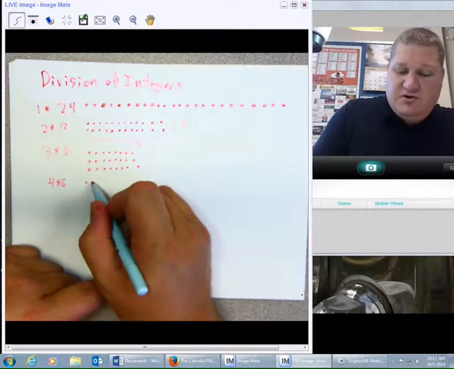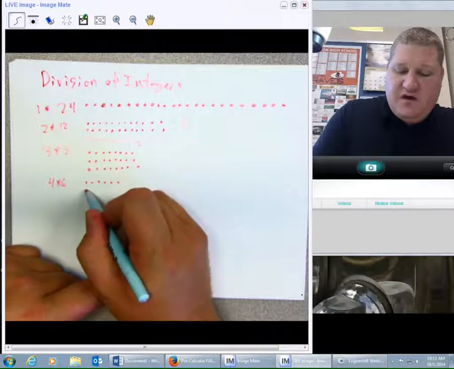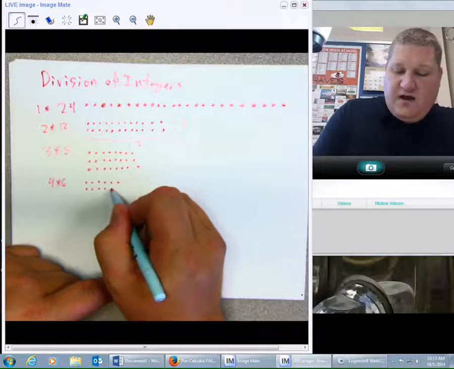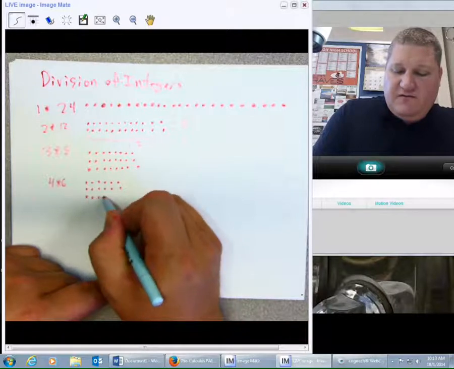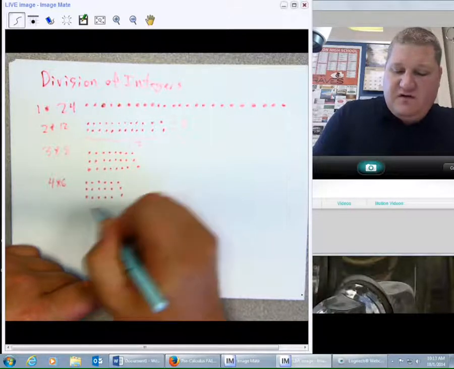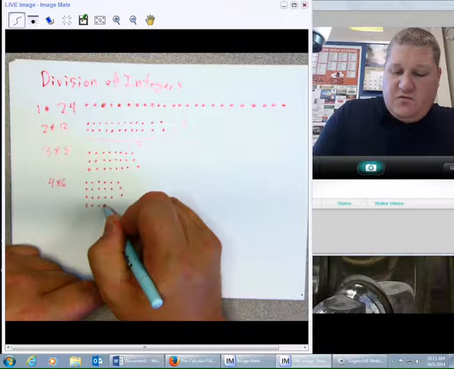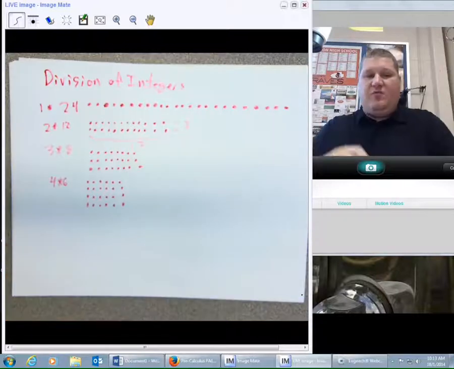1, 2, 3, 4, 5, 6, in each of the four rows. There are 24 dots in each of those groups.